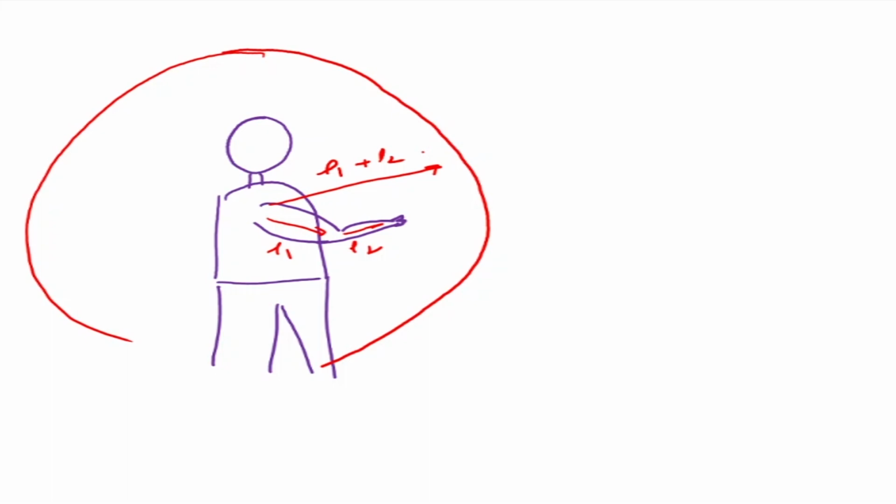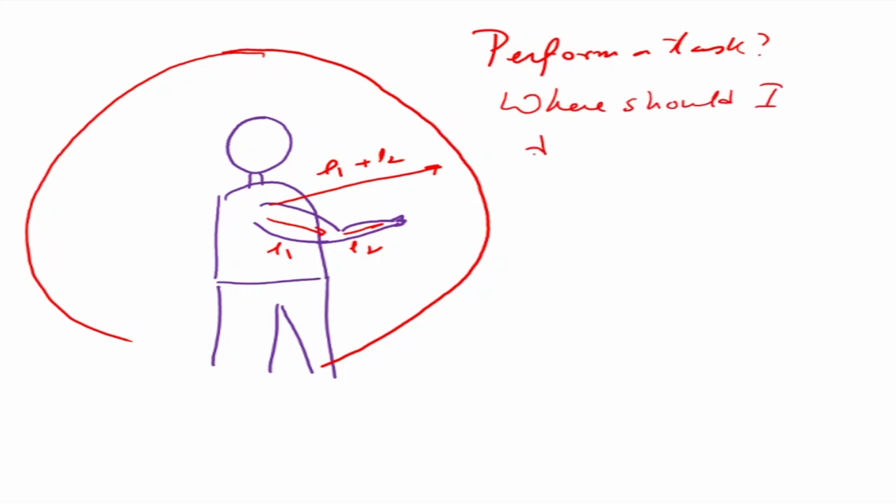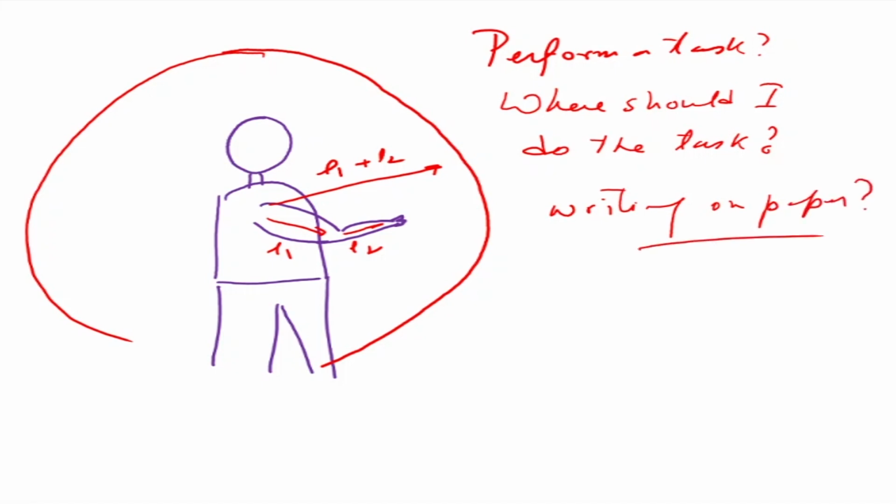Now, if I want to perform a task, where should I perform the task? For example, suppose I'm writing on paper or on a book. Where should I write? The first thing is that it should be inside the work volume. This is obviously understood. But where inside the work volume? The work volume is so large.